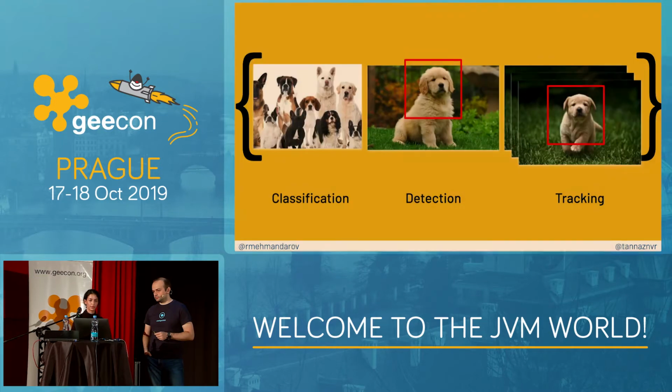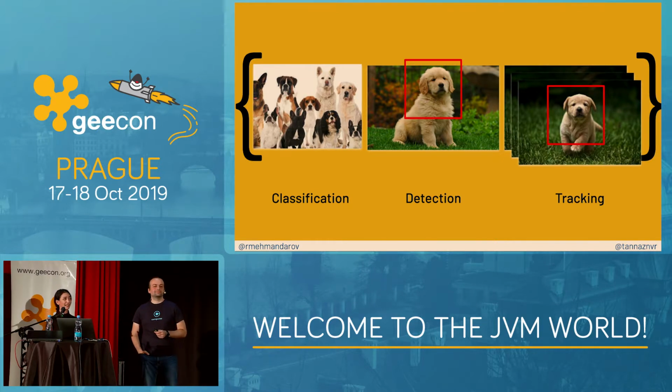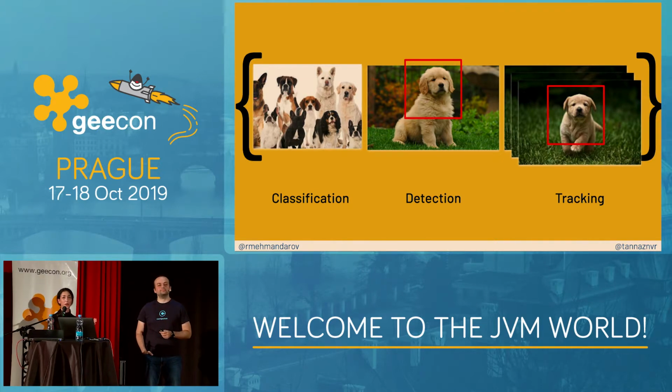So in puppy language, in the first picture, we can see that we have puppies and not kitties. In the detection, we know that we have a puppy and where it is. And the third picture is tracking. Now we have a series of frames, and our dogs start moving. So now we have to track our object from point A to B. That can make it very complicated.